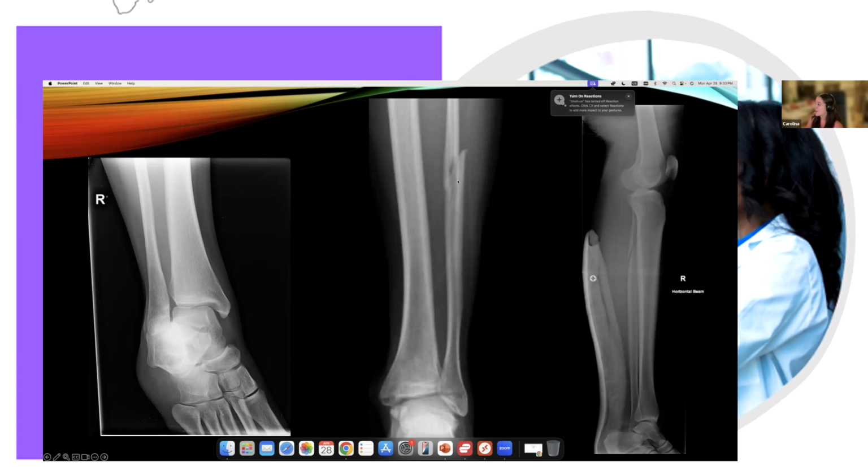And lo and behold, more proximal to this type of injury, we see this spiral fracture of the more proximal fibula. Here you can see it a little bit better on the lateral view. Spiral fracture of the more proximal fibula. This is what we call a Maisonneuve lesion. Somewhat easy to say, very, very difficult to spell.